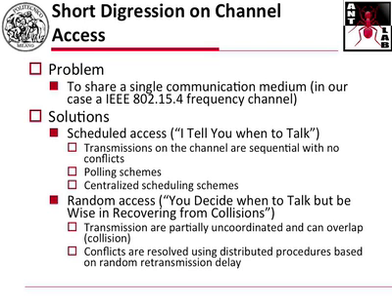And as you know from other courses, there are two ways to do that. The first one is the scheduled access. Scheduled access means that there is someone who tells everybody else when they have to talk. And in the scheduled access, you cannot have collisions, which means that since the access is fully controlled, two stations, two nodes cannot collide. I mean, their transmissions cannot collide.